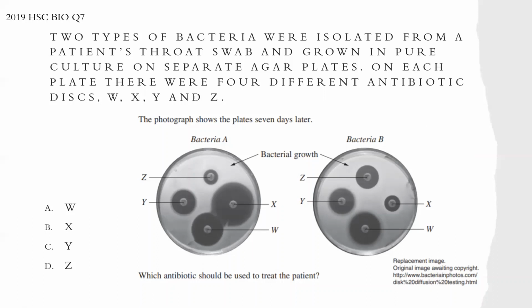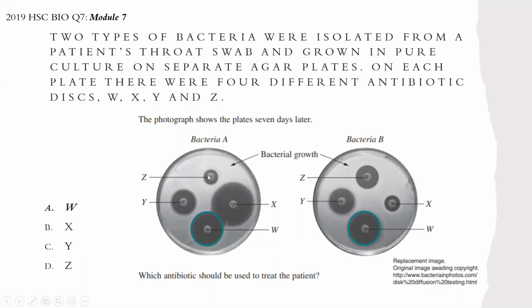So in this case, you have to look at the blobs and determine which one has the largest area in all of these 4 cases compared to between bacteria. So you can see the most suitable would be antibiotic W. And essentially the reason for that is it's got the biggest ring in both of the cases.